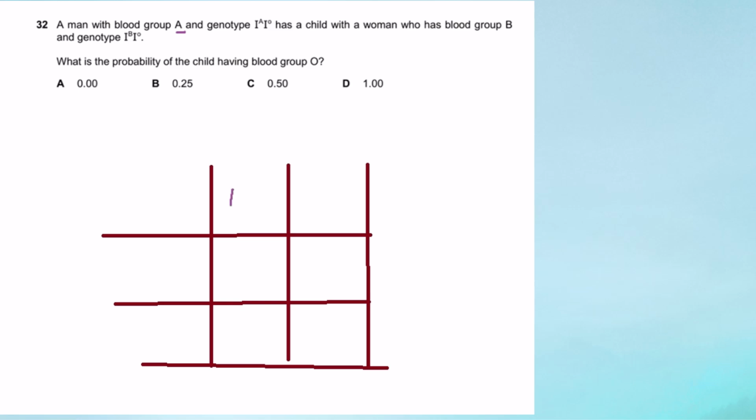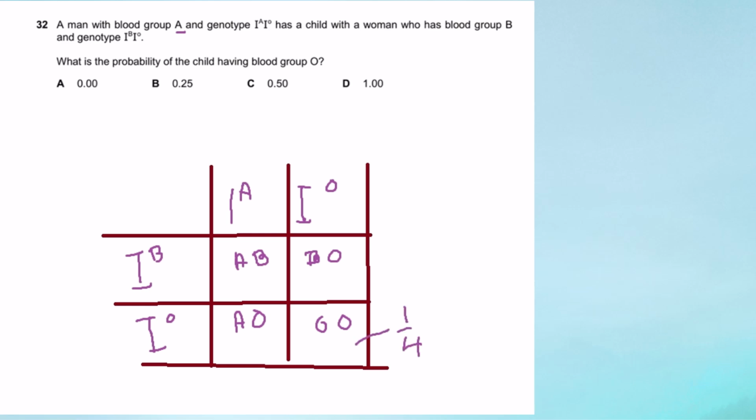So we have the IA here, and we have the IO, and over here we have our IB, and here we have our IO. Okay, so here we have AB, here we have BO, here we have AO, and here we have OO. So that is 1 out of 4, which leads us to the answer that is 0.25 or 25%.